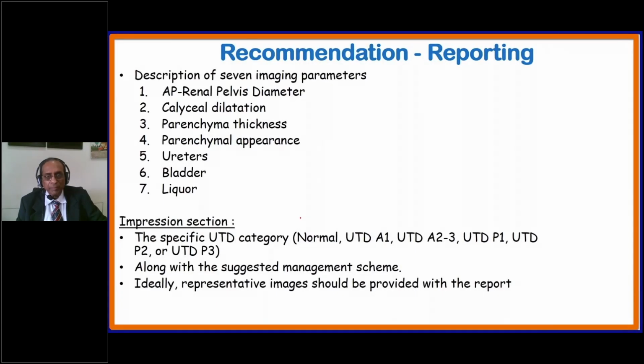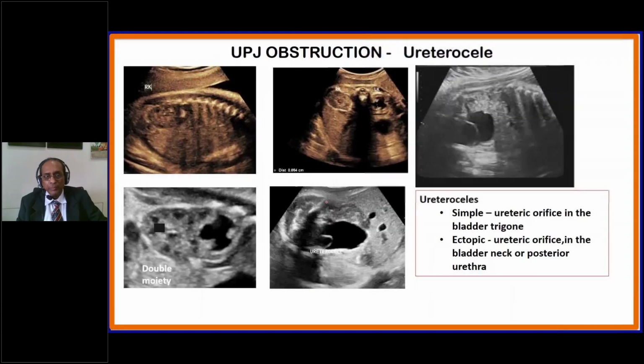That's very reassuring. Now, it's important also to report these cases correctly, and there are 7 imaging parameters which we use for reporting. One is the anteroposterior renal pelvis diameter, calyceal dilatation, parenchymal thickness, parenchymal appearance, ureters, bladder, and liquor. And in the impression section, we mention the specific UTD category, whether it is UTD A1, A2, or A3, along with the suggested management scheme. Ideally, representative images should be provided with the report.